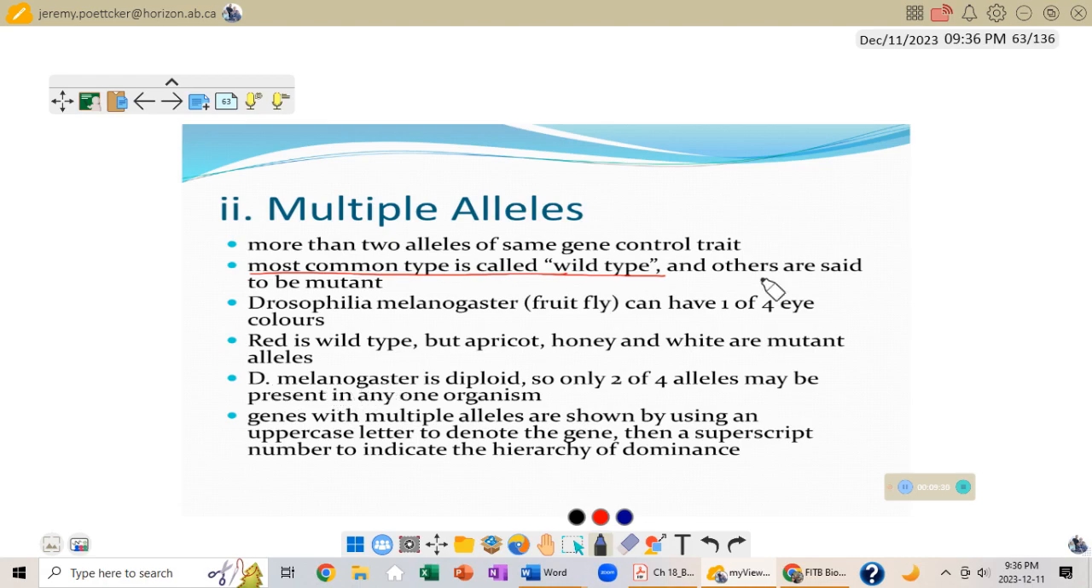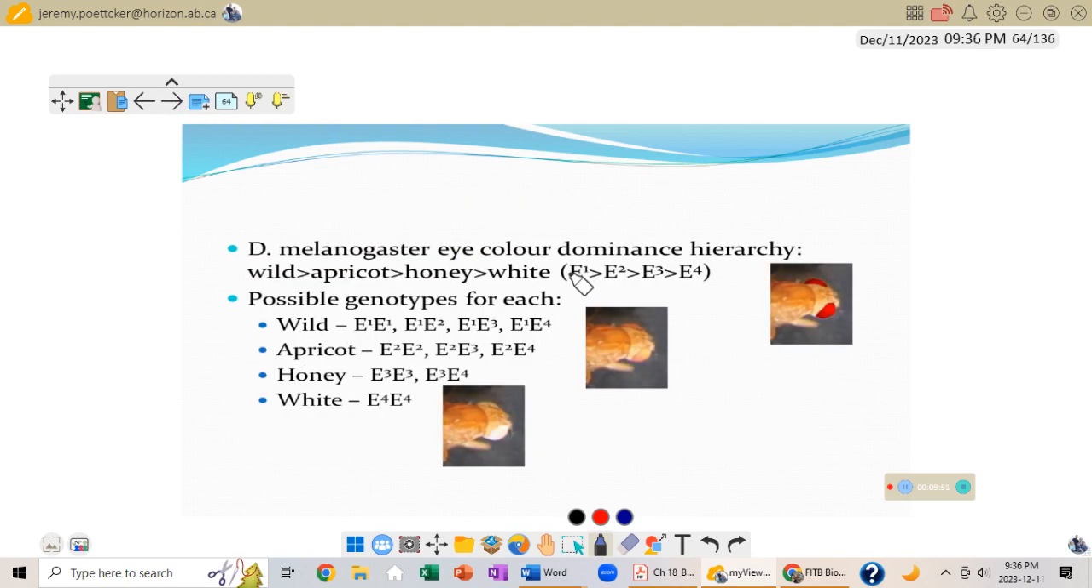Drosophila melanogaster, the fruit fly, is diploid, which means only 2 of those 4 alleles may be present in any one organism. With multiple alleles, the genes are shown using an uppercase letter to denote the gene, and then a superscript number to indicate the hierarchy of dominance. Basically E1 is the most dominant. It is dominant over E2, which is dominant over E3, which is dominant over E4. So wild type is E1 and anything else. Apricot is E2 and E2, or E2 and E3, or E2 and E4.